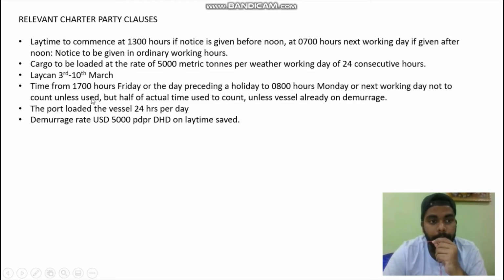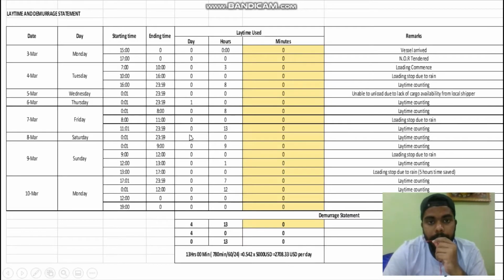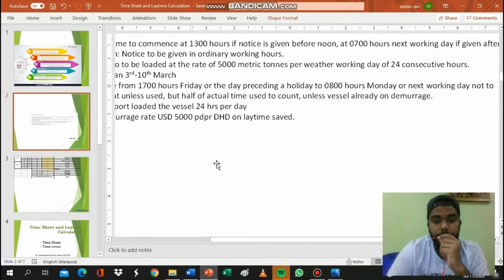The next point is time from 17 hours Friday or the day preceding a holiday to 8 hours Monday or next working day not to count unless used, but half of actual time used to count unless vessel already on demurrage. The next point is the port loads the vessel 24 hours per day. And the next point is demurrage rate $5,000 per day pro rata, demurrage half dispatch on laytime saved. As you can see, we interpreted the data from the question. Now I'm going to explain the time sheet.